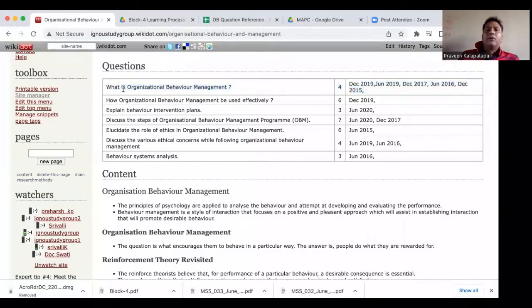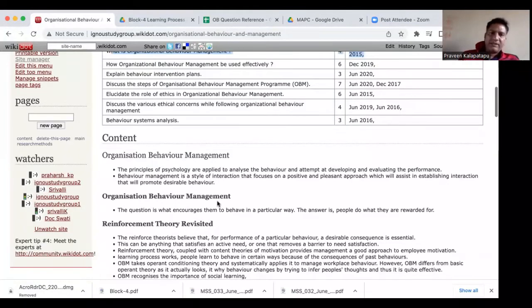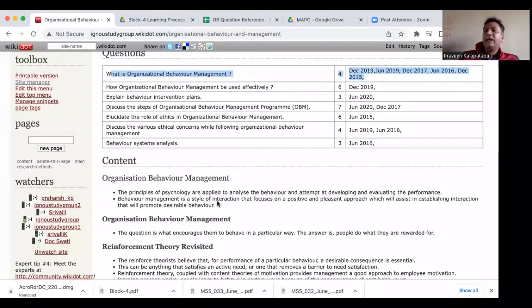Okay, so this is the most frequent question that could really come in the exam. That is, what is OBM, right? Discuss about OBM. What is OBM? So this is the sort of question that really came. So now to start with, right?